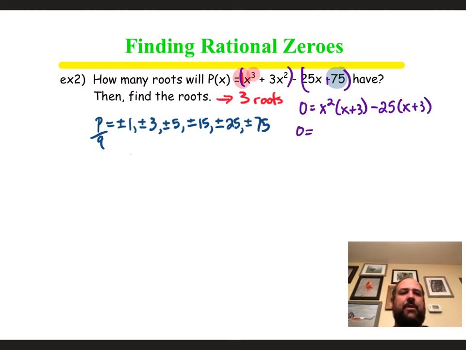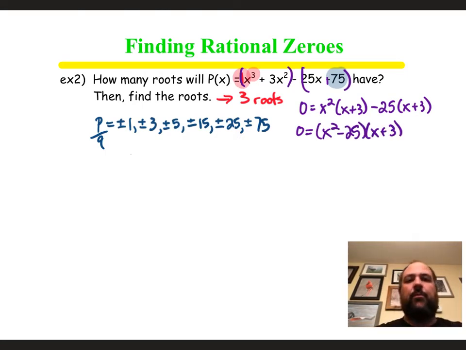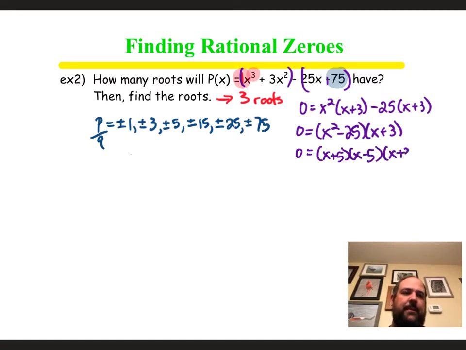So now I have 0 equals x squared minus 25 times x plus 3. So my linear binomial here of x plus 3, I'm done with. The x squared minus 25, however, we have to keep going. That's another difference of squares. So we get x plus 5, x minus 5, and x plus 3. Now I'm down to 3 linear binomials. Again, I should only have 3 roots. So that's what I'm going to end up with.